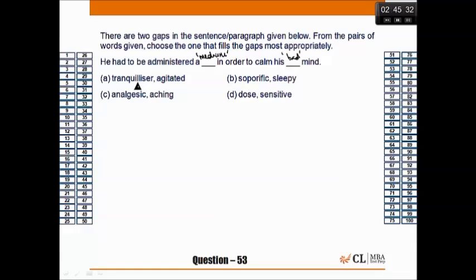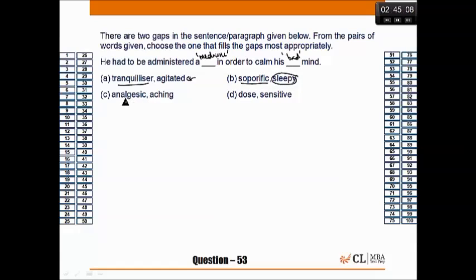Is he a tiger? Oh, tranquilizer, but tranquilizer is also given to human beings. Yeah. Tranquilizer for an agitated mind. Oh, this, okay, this sounds stupid. Okay. Soporific. Soporific means feeling sleepy. Soporific effect is sleepy. In order for a sleepy mind, this doesn't make sense.